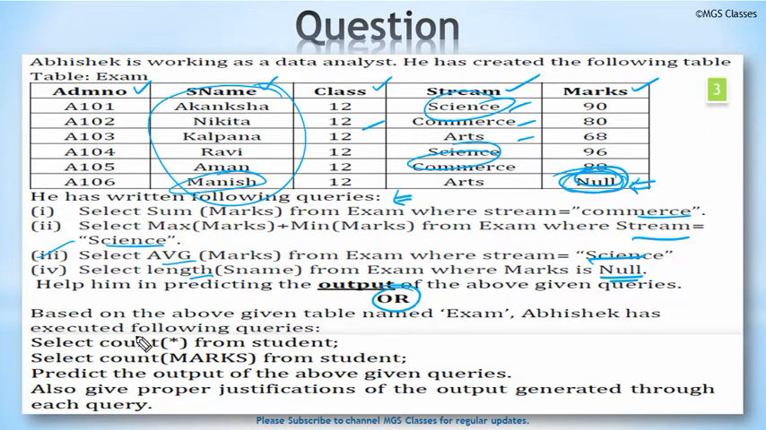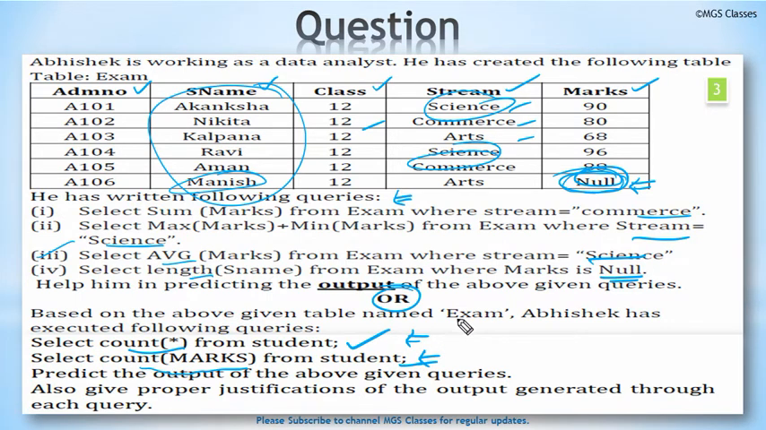And in the internal choice, the question is given based on the same exam table. Abhishek has executed the following queries. One query he executed is count star from the student, and another query is count marks from the students. So predict the output of the above given queries.